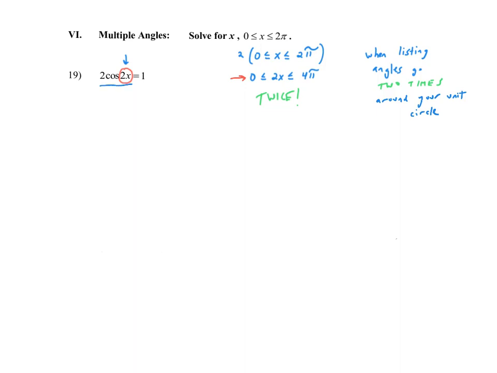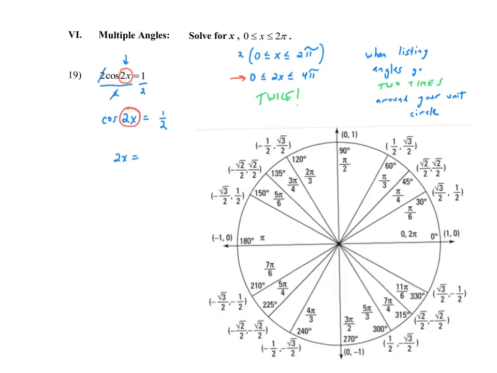Okay, so now divide both sides by 2. These 2's cancel. You get cosine of 2x is equal to 1/2. We have to list all of the angles where the cosine value is 1/2. In other words, we're listing all of the 2x's where cosine is 1/2. So now we have to start listing our angles, and since 2x is between 0 and 4 pi, we have to go around our unit circle twice.